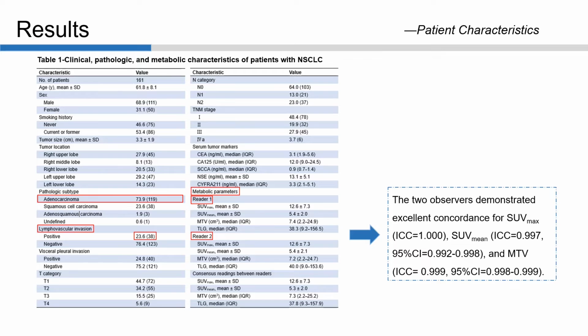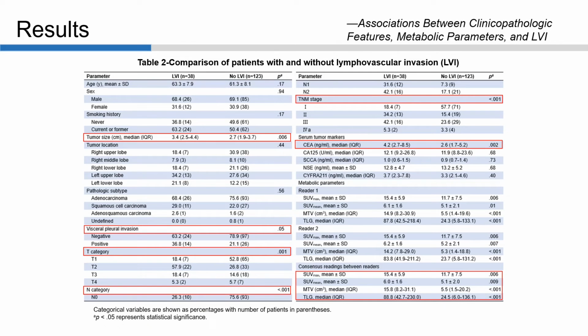The other measured metabolic parameters also showed excellent observer agreement with an ICC of 0.97 for SUV mean and 0.99 for MTV. Several clinicopathologic features were higher in patients with LVI, including median tumor size, the median CEA, SUV max and SUV mean in the primary tumor, median MTV, and TLG.